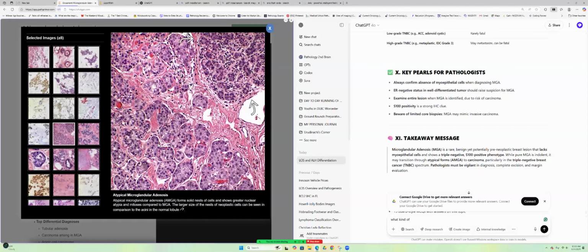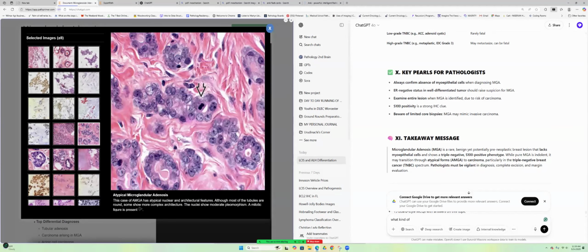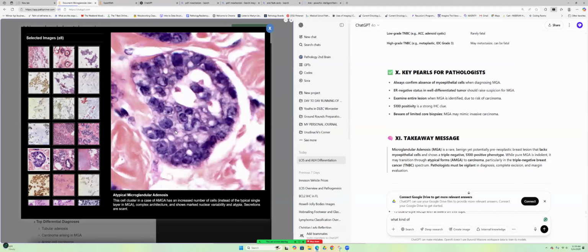In atypical microglandular adenosis, they form solid nests of cells, greater nuclear atypia, mitosis, larger size of the nests of neoplastic cells, complex mitotic figures. They have stratification of cells. Secretions can become more scant in atypical microglandular adenosis.